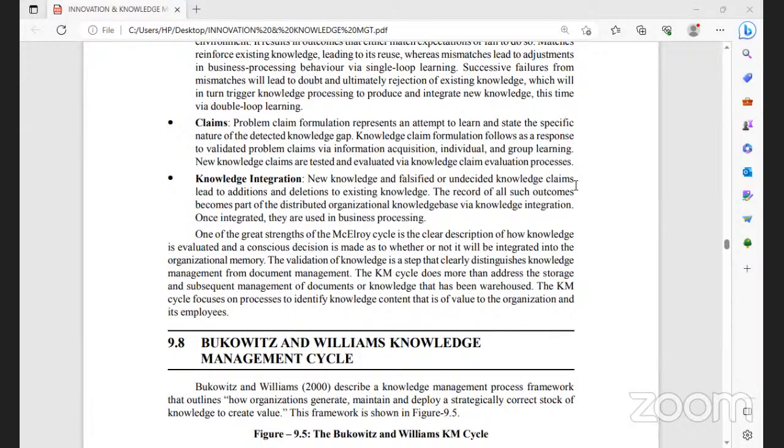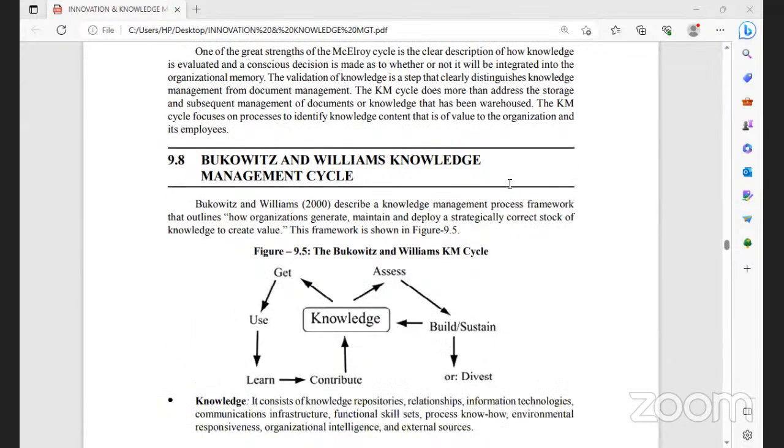The validation of knowledge is a step that clearly distinguishes knowledge management from document management. The knowledge management cycle does more than address the storage and subsequent management of documents or knowledge that has been warehoused. The knowledge management cycle focuses on a process to identify knowledge content that is of value to the organization and its employees. And the next method is Williams knowledge management cycle.